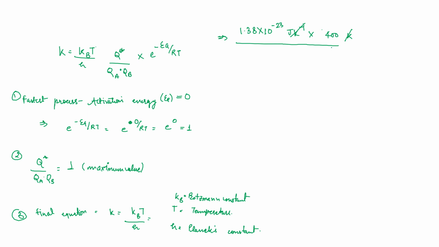And then what is the value of h? 6.626 into 10 to the power minus 34 joule second. Okay, this is not C, this is second. Joule to joule will be cancelled. And then when you solve this, what answer will you get? Let's check for a second.